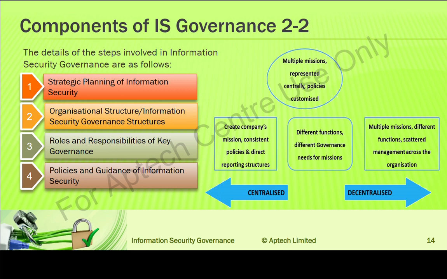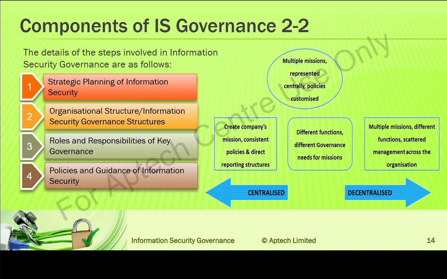When we're talking of centralized, everything is directed by one person. Whereas with decentralized, everybody has to do their own task to meet the goal. Now, with centralized, you create a company mission, consistent policy, and a direct reporting work structure. Here with decentralized, we have multiple missions, different functions, and scattered management across the organization.